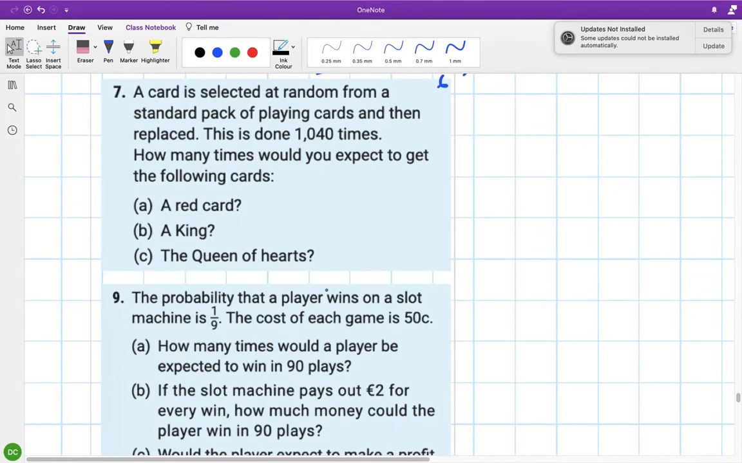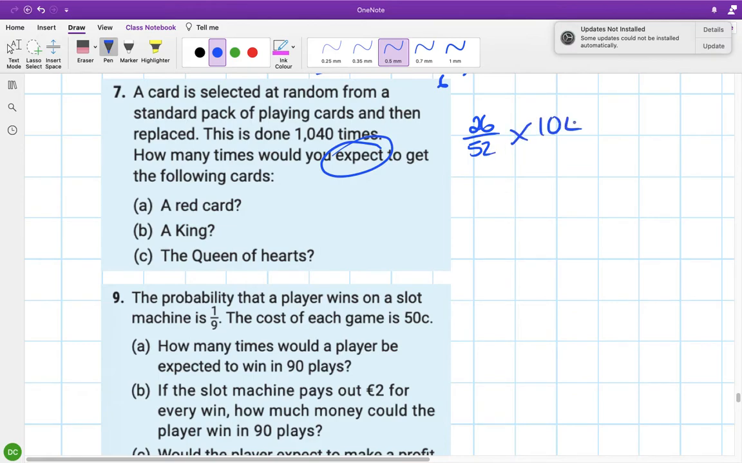A card is selected at random from a standard pack of playing cards and then replaced. This is done 1040 times. How many times would you, and here we are again, expect to get the following cards? A red card. Okay, so the probability of getting a red card is 26 out of 52. Multiply it by the number of trials, which is 1040. So that is 520.